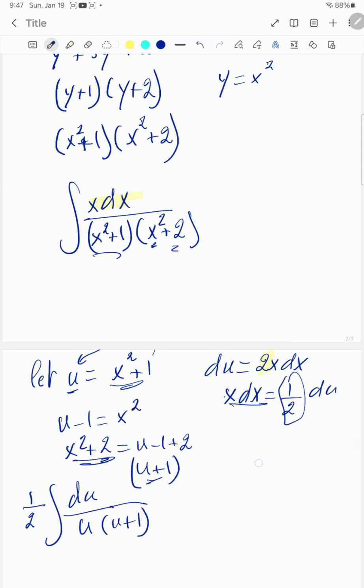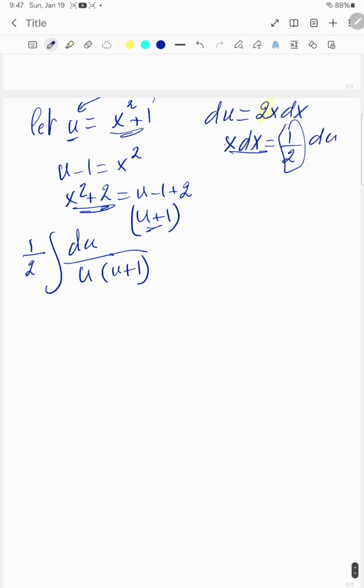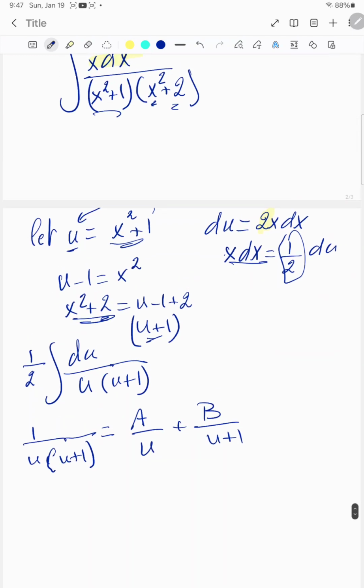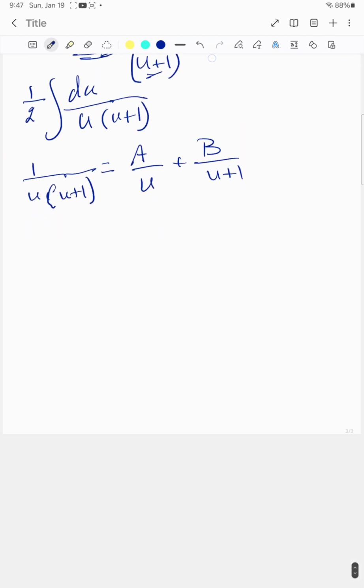So now I can do the partial fraction decomposition. Let's take what's inside the integral, which is 1 divided by u times (u plus 1). And here, if you want to know how I came to that formula, a divided by u plus b divided by (u plus 1), I have a lot of videos that explain the partial fraction decomposition. You can look me up, Vic the Math Tutor, one word, and then search for partial fraction decomposition. You will find a lot of videos for that.